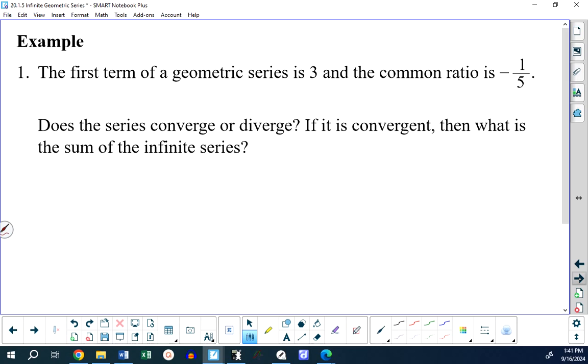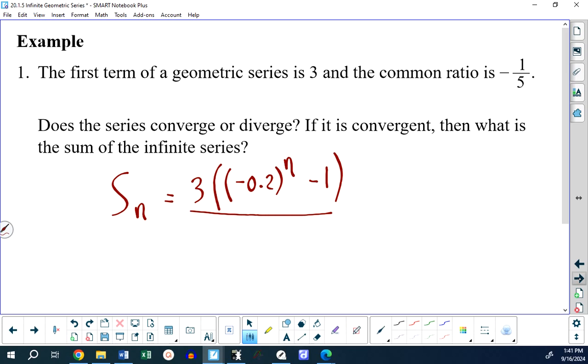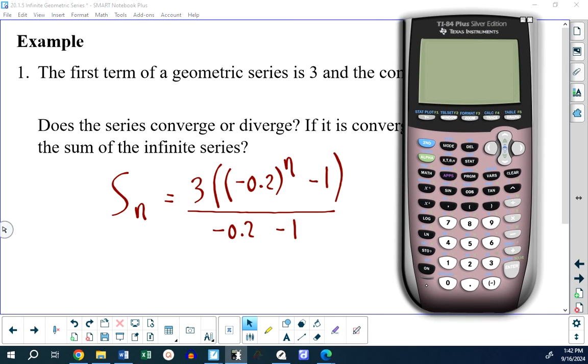But I'm going to put into my formula the value of the first term and the common ratio. So Sn is the first term times the common ratio. Now we do need a set of brackets around this because it's negative, raised to the n minus 1, over the common ratio minus 1. Same thing we did in the warm-up. So I'm going to put that into my calculator and start exploring my table to find out, is the sum getting bigger and bigger, or is it approaching something?